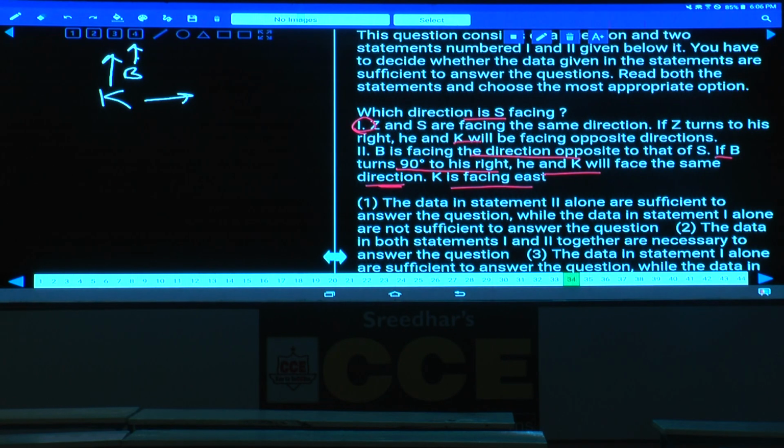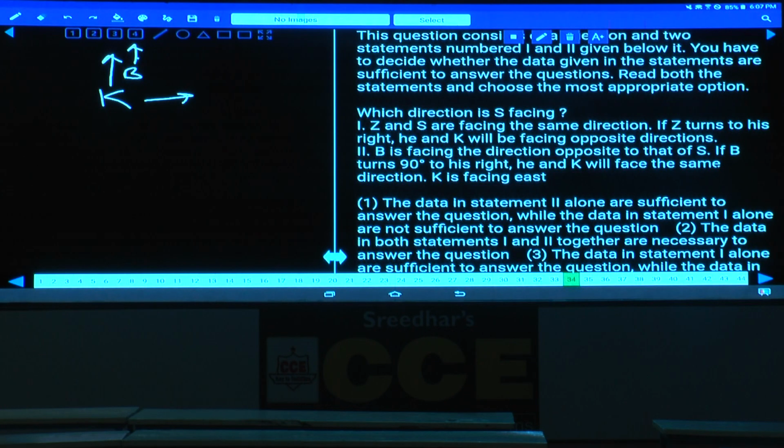Clear? After turning 90 degrees, he will reach east. Now as B and K directions are known, it is clearly given. Now B is facing the direction opposite to S. B is towards north, so S will be towards south. Are you getting the answer or not? Only 2 alone is sufficient to determine the answer, and that is given in choice 1. Clear now? Choice 1.